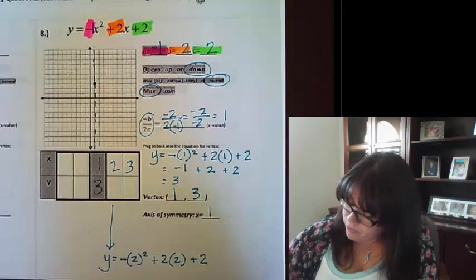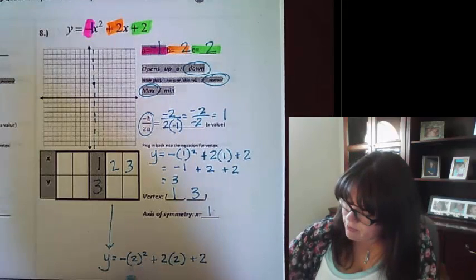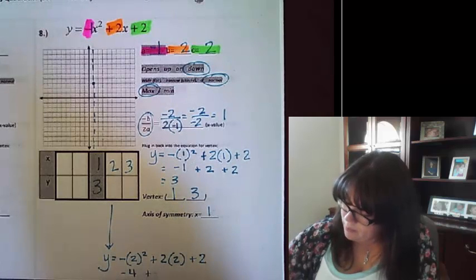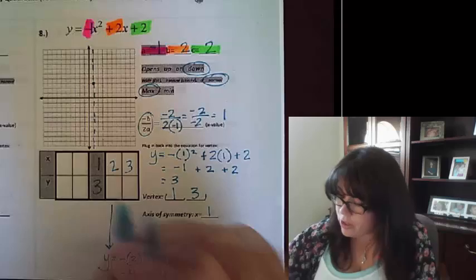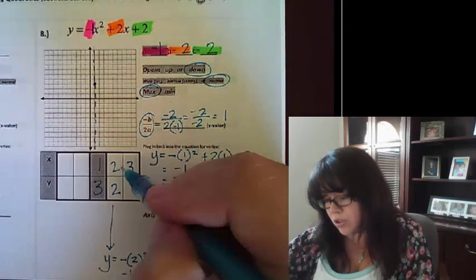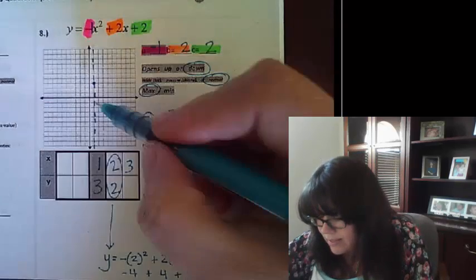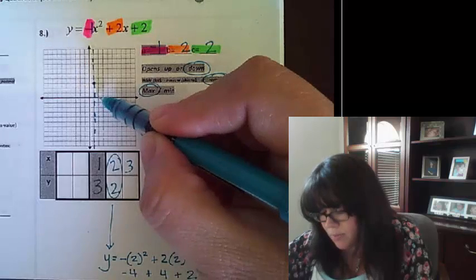So 2 squared is 4, with the negative in front is -4. +2 times 2 is +4, and then +2. So if I simplify all of this, I end up with 2. So there's going to be a point at (2, 2). So over 2 on the x-axis, up 2 on the y-axis, there's my point.